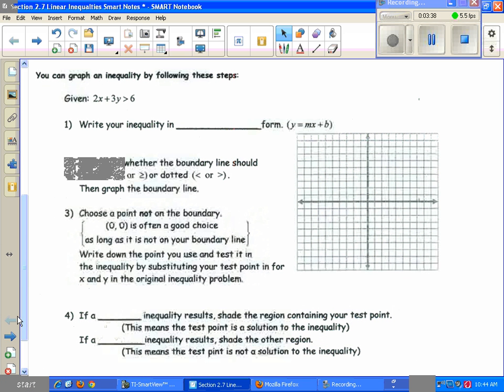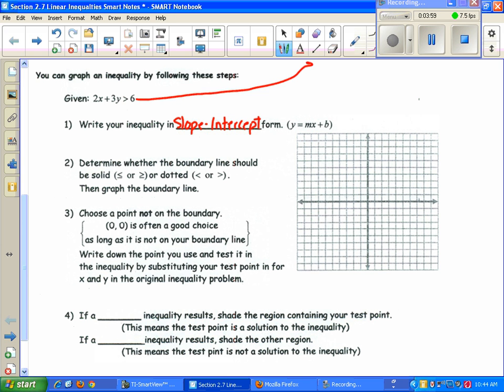Given 2x plus 3y is greater than 6, the first thing we want to do is write our inequality in slope-intercept form. And remember, slope-intercept form is y equals mx plus b. The only difference is that we're working with inequality symbols now instead of equals. So I'm going to rewrite my inequality: 2x plus 3y is greater than 6. I want to solve for y, so the first thing I want to do is get rid of anything that does not have a y attached to it. I'm going to take that 2x to the other side, and to do that I'm going to subtract it.